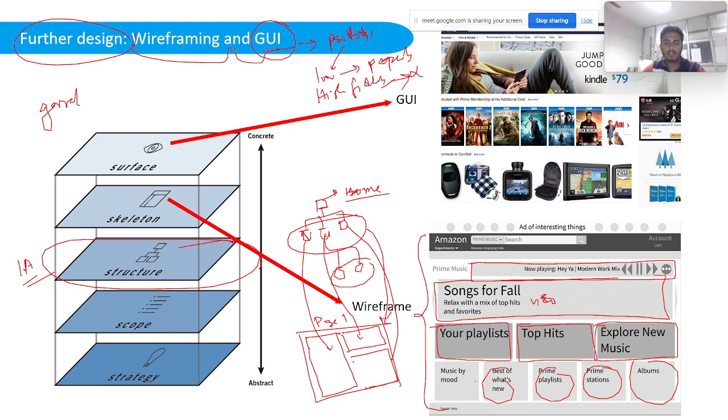Okay. Now if this is the information architecture for Amazon, now think that this is home. Now the first one is music, this is movie, and this is buy ticket.